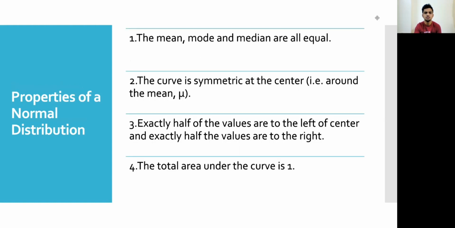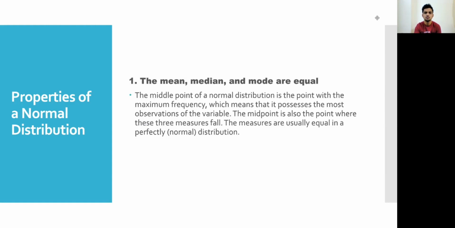Properties of normal distribution. The four basic properties of normal distribution are: the mean, mode, and the median are equal. The curve is symmetric at the center. Exactly half of the values are to the left of the center and exactly half of the values are to the right. The total area under the curve is 1. First property.